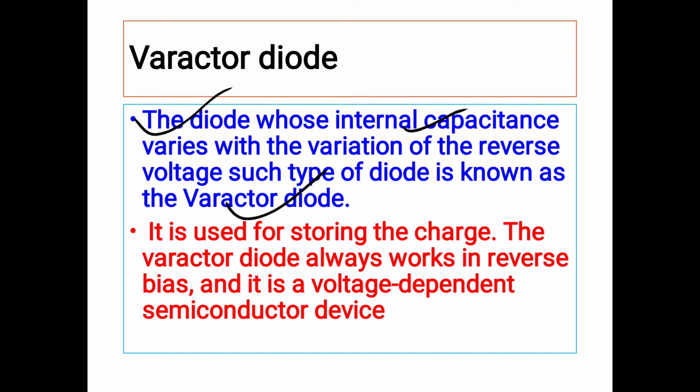It is used for storing the charges, not for flowing the charges. The varactor diode always works in the reverse bias and it is a voltage dependent semiconductor device. It means its output characteristic is going to vary with the input voltage. Whatever input voltage we are supplying, that is going to influence the characteristic of the varactor diode. So that's why it is known as voltage dependent semiconductor device.